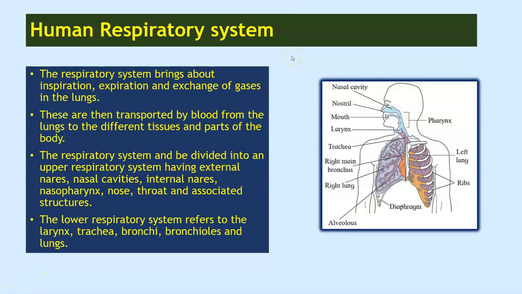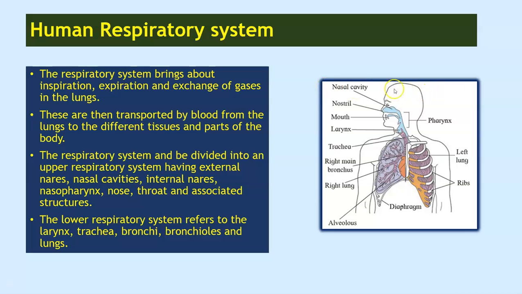Now students, let us have a look at the human respiratory system. The respiratory system brings about inspiration, expiration and exchange of gases in the lungs. These are then transported by the blood from the lungs to the different tissues and parts of the body. The respiratory system can be divided into an upper respiratory system having the external nose, the nasal cavity, nasopharynx, throat and the associated structures.